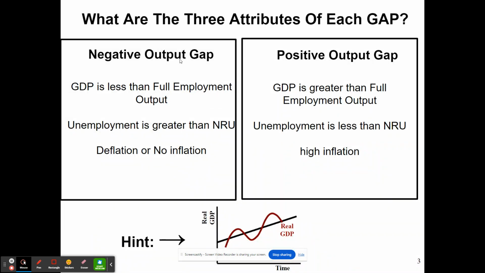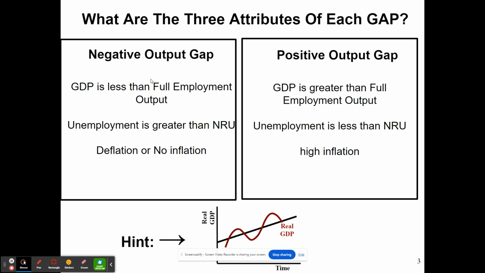We've got two types of gaps. We have a negative output gap and a positive output gap. Looking at a negative output gap, we can see that there's three attributes. So you got your GDP is less than your full employment output. So your GDP is less than it should be. Your unemployment rate is greater than your natural rate of unemployment. And there's deflation or no inflation. We're going to usually assume deflation.